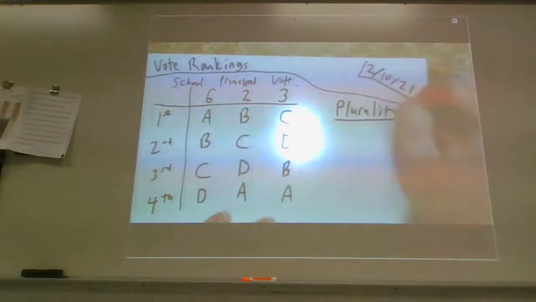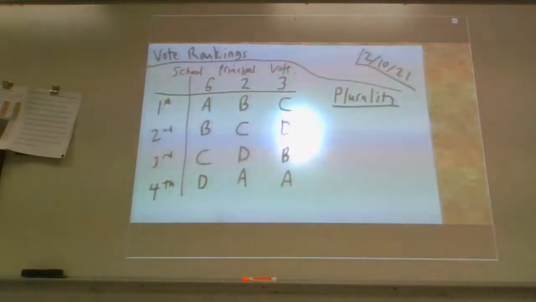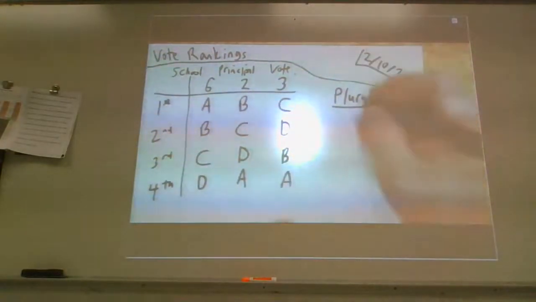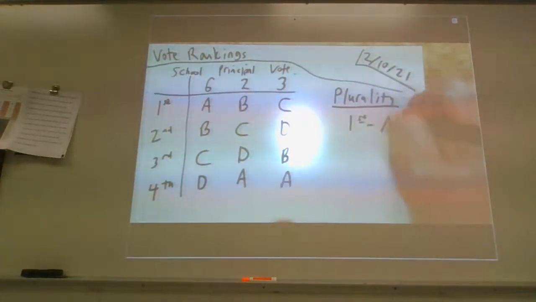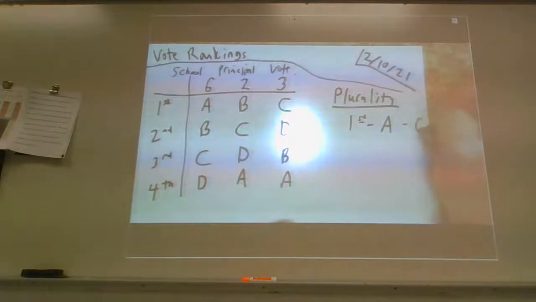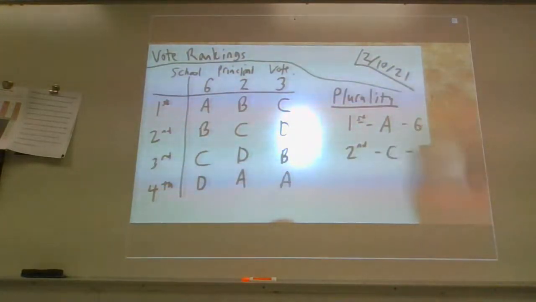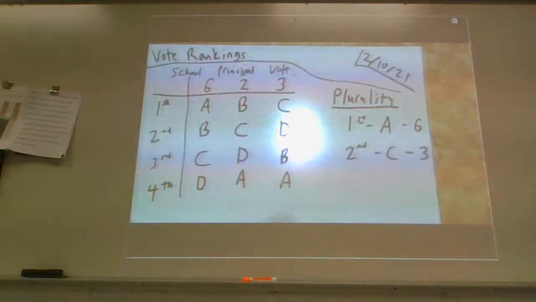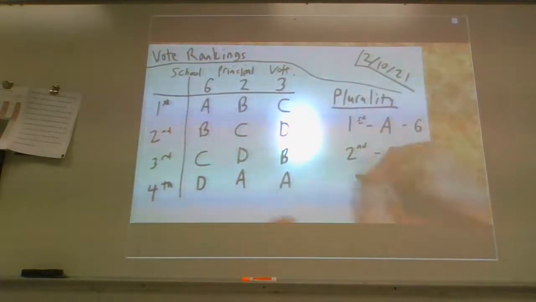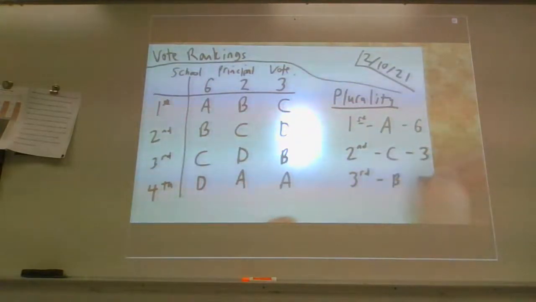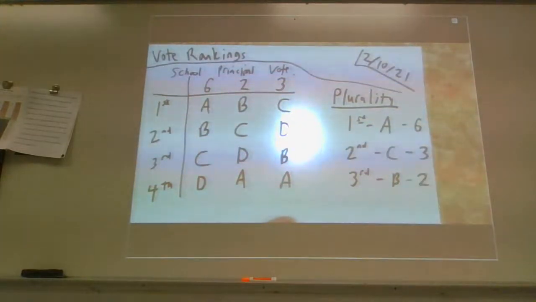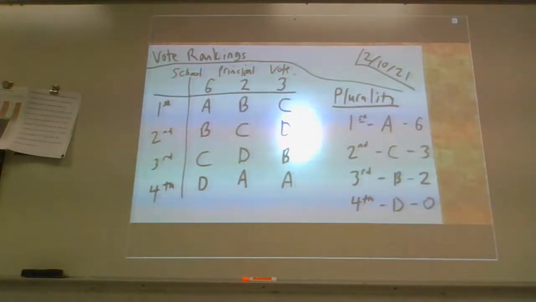Plurality. There we go. Now with plurality, clearly A wins. First is A with 6 first place votes. I'm just putting that off to the side. In second place is C with 3 first place votes. Remember, plurality is based on the number of first place votes that a candidate receives. In third place is B with 2 first place votes. And in fourth place is D with 0 first place votes.